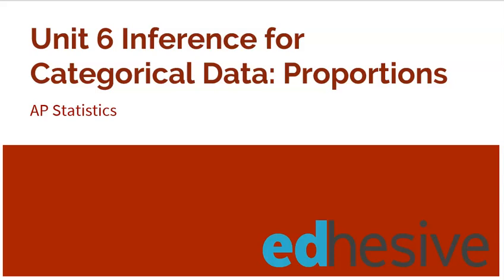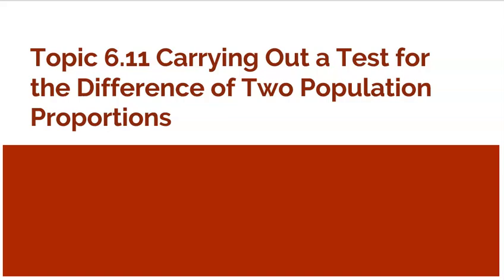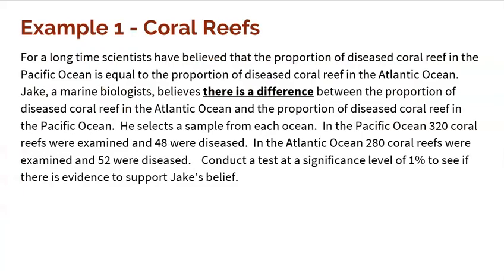Welcome to Unit 6, Inference for Categorical Data with an emphasis on proportions. This is topic 6.11, carrying out a test for the difference of two population proportions. So hopefully we've learned all the different steps that we got to go through and now we're ready to put it into motion. So in this video, we're going to look at two examples.